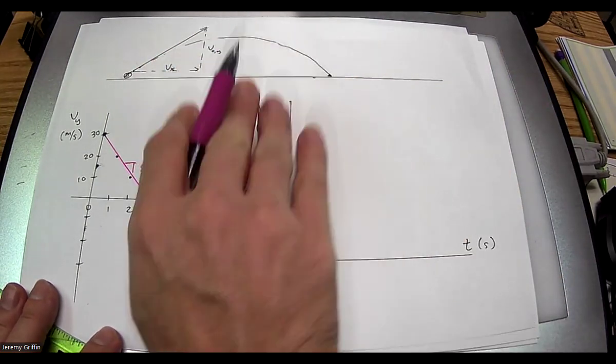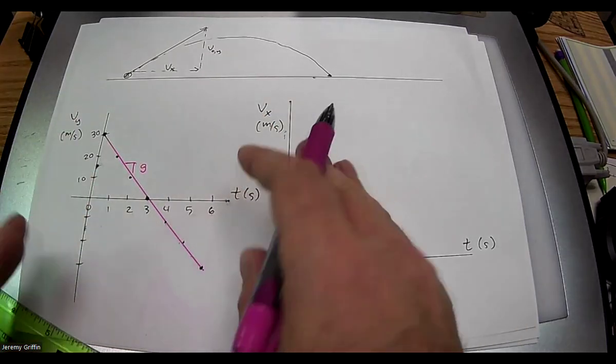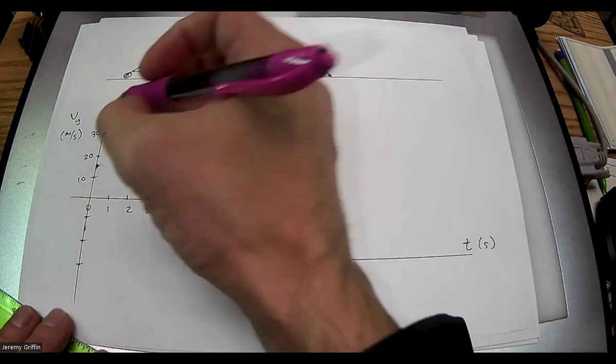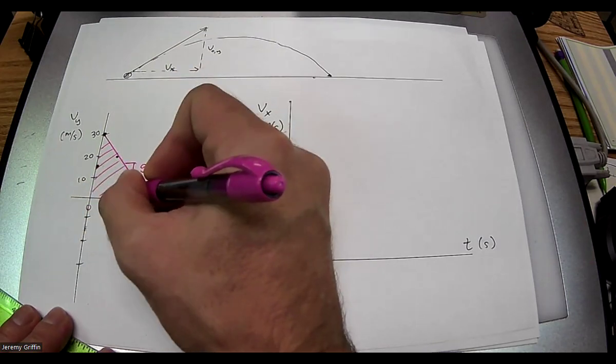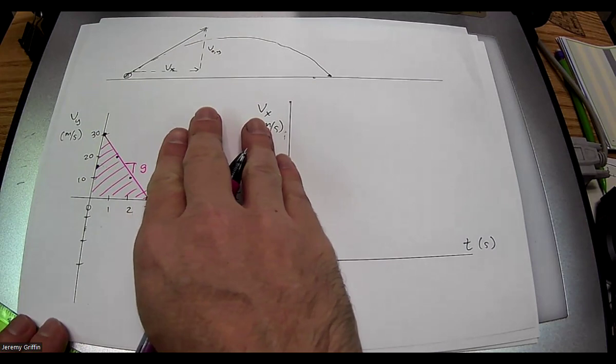Right, here it's moving up the first 3 seconds. Here it's moving down the next 3 seconds. Right? But it's always accelerating down because gravity's always pulling down. Right? Guys, what about this? I can hatch in a triangle right here. That is a triangle shape, isn't it? What does the area of that triangle represent?